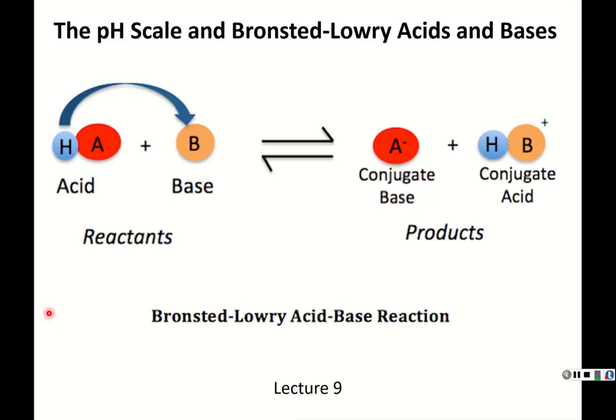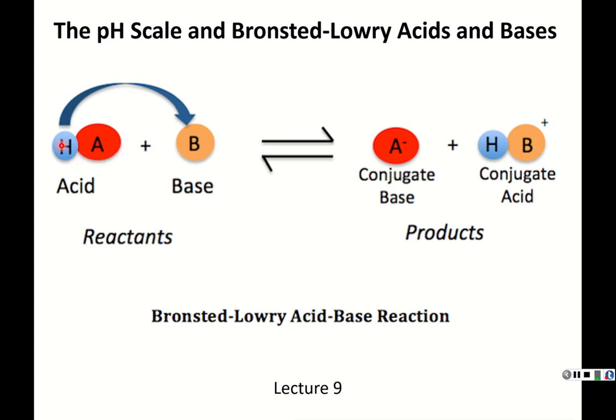In this lecture, we'll first introduce the pH scale, which many of you are probably familiar with from high school chemistry. And then we will go on to the Bronsted-Lowry definition of acids and bases. We talked about the Arrhenius definition before, but in the Bronsted-Lowry definition, you define an acid and a base depending on whether they donate a proton or receive a proton.